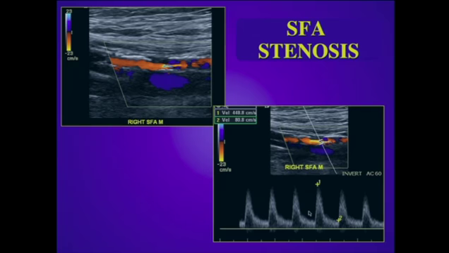Here's an example of a superficial femoral artery stenosis. Here on the color Doppler image, we can see that there's marked wall calcification, narrowing of the lumen, and aliasing at the site of the stenosis. This is helpful because we can place the sample volume across this lesion to determine the peak systolic velocity within the stenosis. In this case, we see that the highest velocity within the stenosis in the superficial femoral artery is approximately 450 centimeters per second.